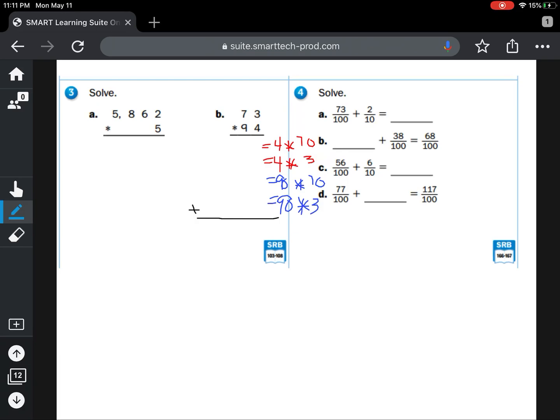Then for number 4, it is all about adding fractions, but the fractions do not have the same denominators in some of them, or you might be missing one of the add-ins. So take a quick look and remember that denominators have to match before you can add.